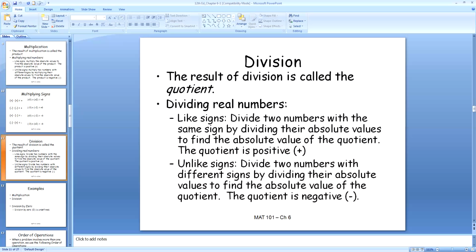The result of a division problem is called the quotient. When you divide real numbers with like signs, you divide the absolute values to find the absolute value of the quotient. The quotient is positive. So if they're both positive, the result is positive. If they're both negative, the result is positive. However, if they're unlike, just like in multiplication, you divide them and the quotient is negative.